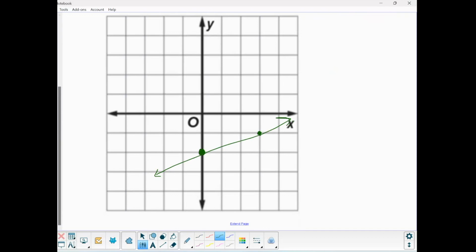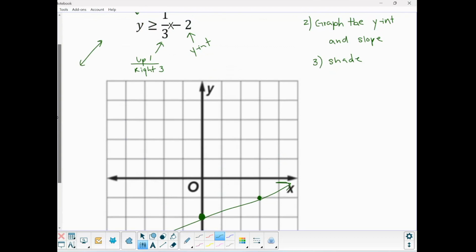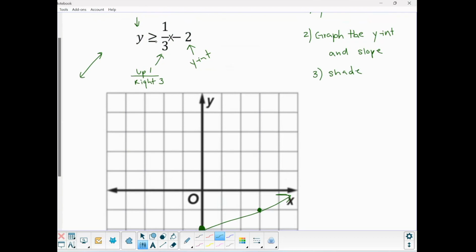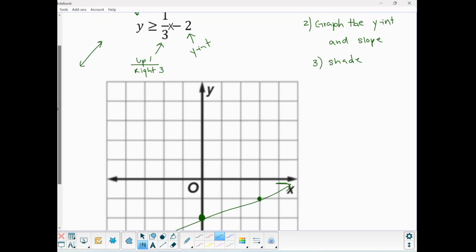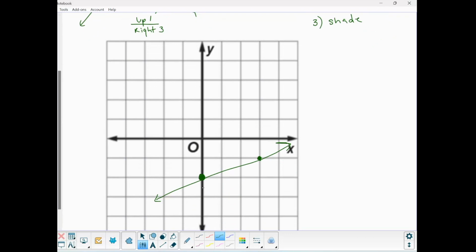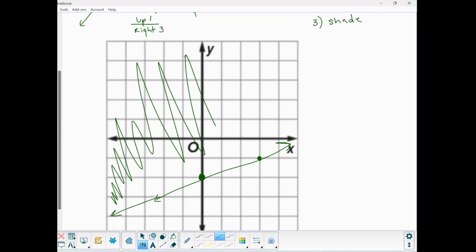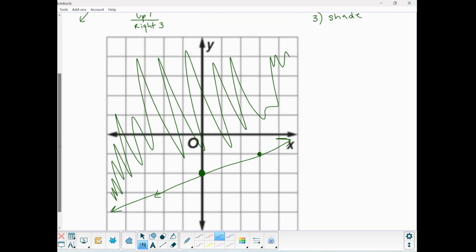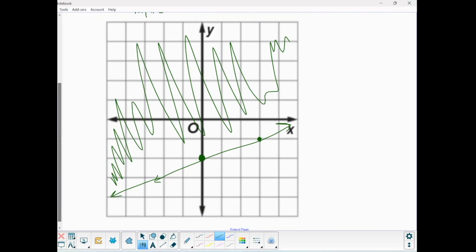All right, and now we're going to look at our shading. It says y is greater than or equal to our equation. So I know my line represents my equation. If my y's are greater than, I am above the line. So I'm going to shade everything above the line. And there you go. That's it. That is question number 9.